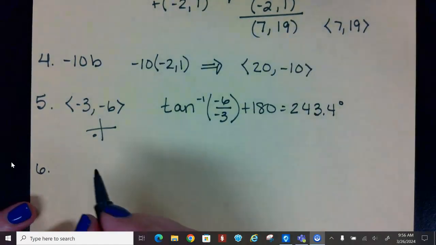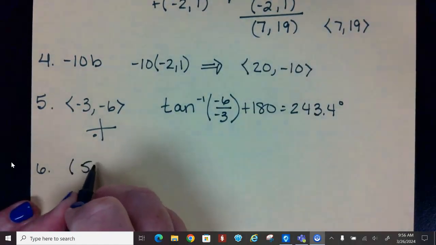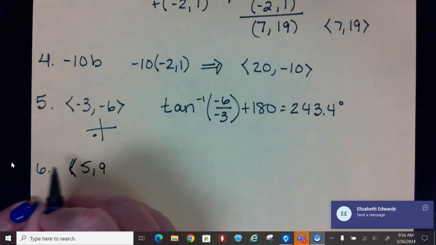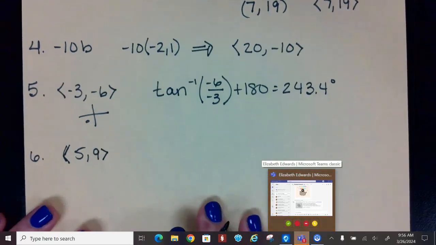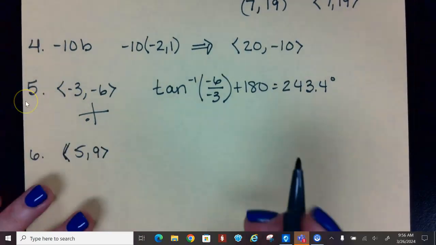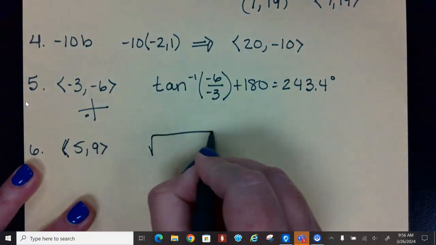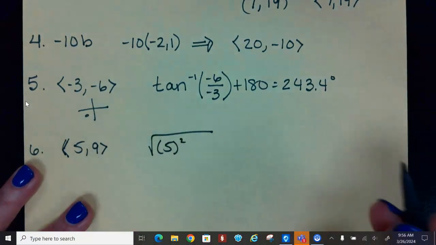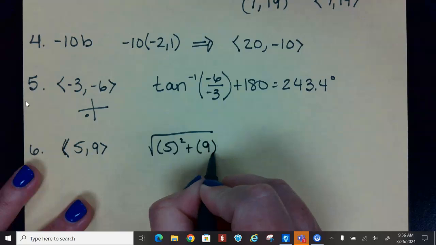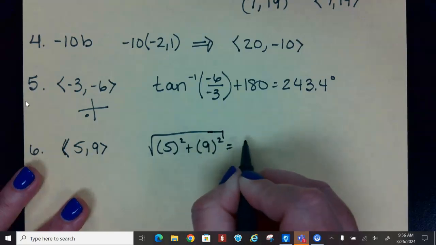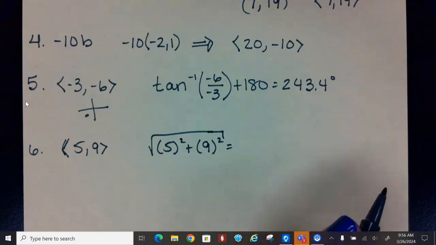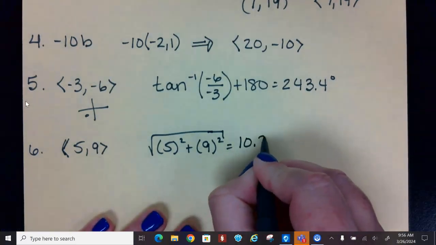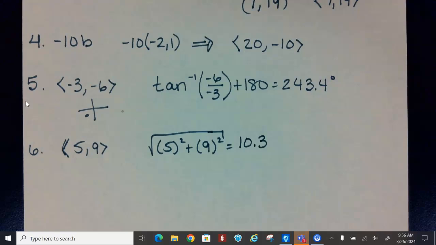Number 6 is the magnitude of a, and a is 5 and 9. Whoops. Let me just close this out. Okay, and 9. Oopsie daisies. Okay, so magnitude is where we just square your x, square that y, and we're going to just type this in to the calculator, and I got 10.3. Okay, and that's what we have right there.